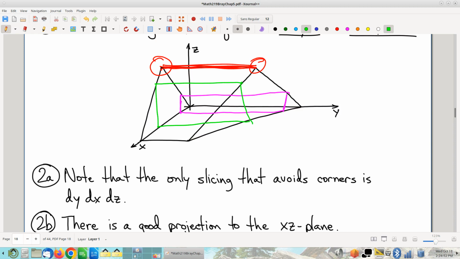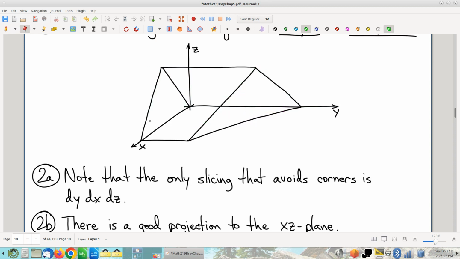And again, I encourage you to go through all 6 and convince yourself that you're going to hit a corner in 5 of those 6 possible slicing orders. And the one exception, the one way in which you don't hit a corner, is this one. So if you're going to do an integral on this solid, you really should do the differentials in that order right there. Is that cool? Everybody? If you were to slice through z, why are there no corners?